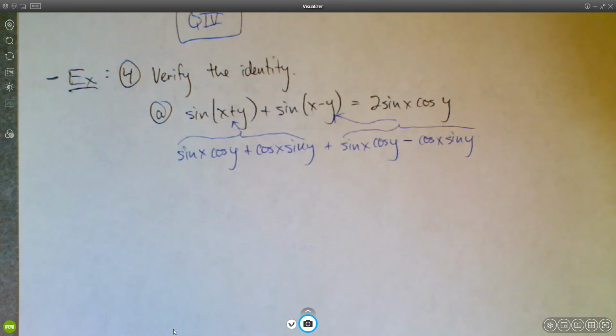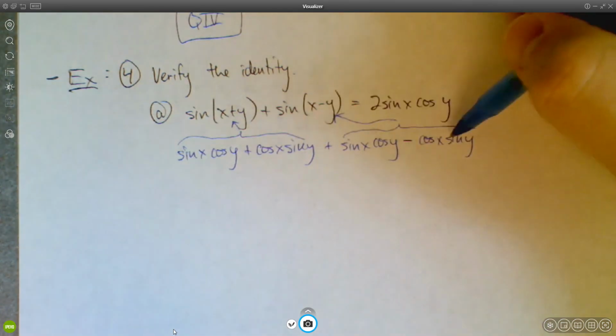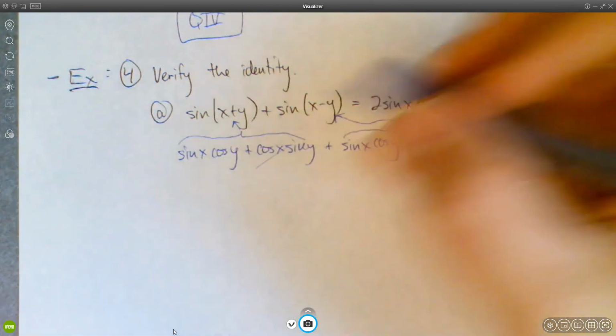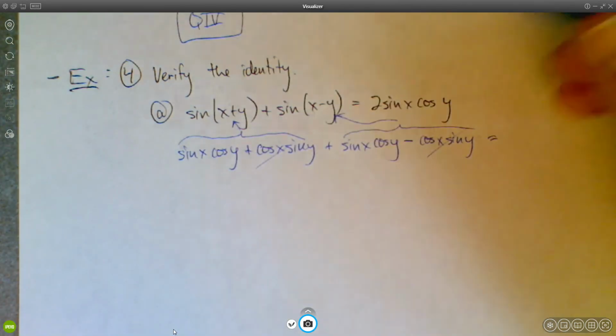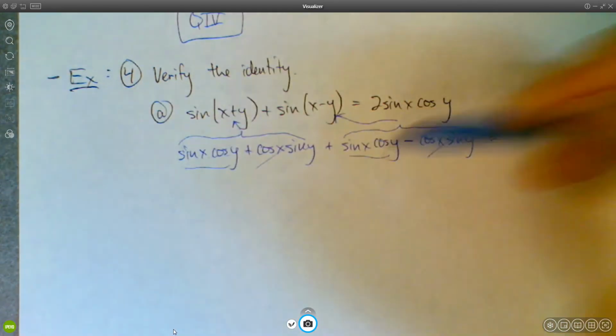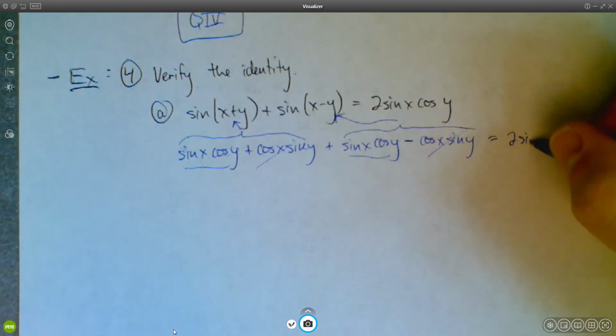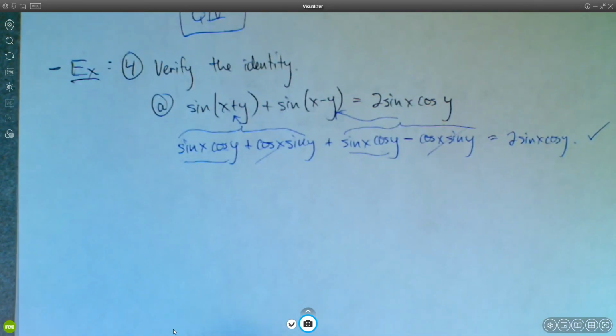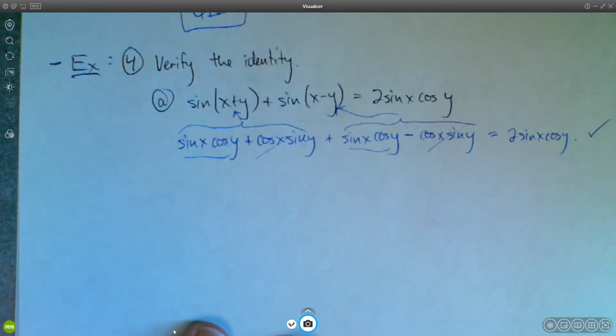Alright. Well, look at that, right? Cosine x sine y minus cosine x sine y, those are going to cancel. And then here you have like terms, right? Sine x cosine y plus sine x cosine y, that's just 2 sine x cosine y. How boring, right? We got there in 2 steps. So that one was easy. Here's another one.